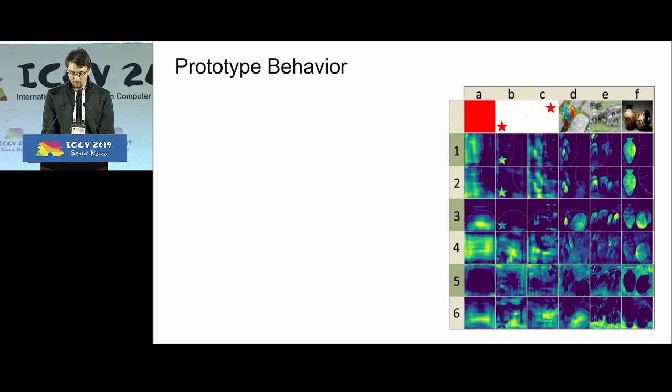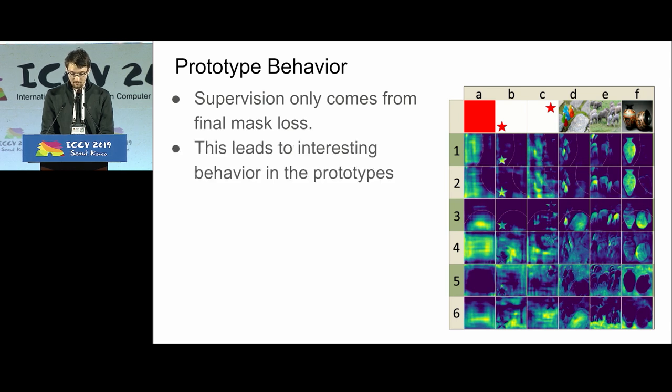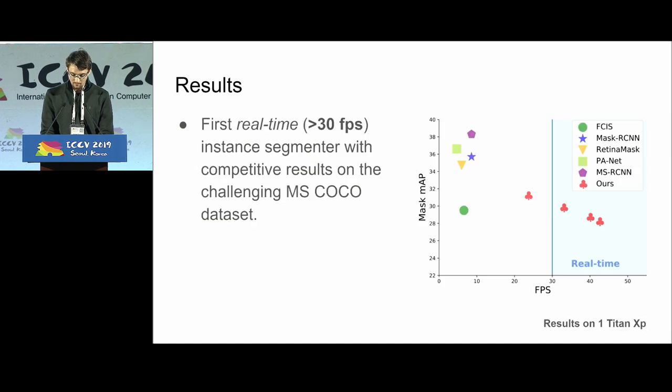Then to train our mask branch, we apply a pixel-wise loss on only the final assembled mask. Thus, the prototypes and linear combination coefficients only get downstream supervision from the mask loss, meaning that they are not constrained by any semantics. This leads to the prototypes taking on some interesting behavior, including translation variance in a fully convolutional network. And you can come to our poster session at poster number 1 to see how this is possible. Finally, the result is that we're the first real-time method above 30 FPS to achieve competitive results on COCO. Our base model does better than FCIS while at 33 FPS on a Titan XP.